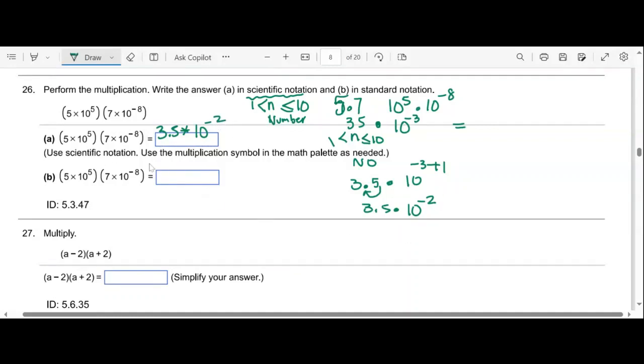Okay. Now this is in scientific notation, but if you want to write it in standard form, then we have to move the decimal point in 3.5 two times to the left. 1, 2. So you put the point here. So you put 0 here. So your final answer will be 0.035.